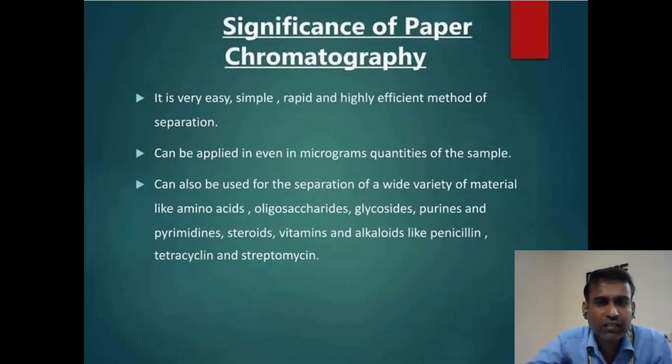Next is the significance of paper chromatography. It is a very easy, simple, rapid and highly efficient method for separation, can be applied to microgram quantities of sample, and can be used for the separation of a wide variety of materials like amino acids, oligosaccharides and glycosides, purines and pyrimidines, steroids, vitamins, and alkaloids like penicillins, tetracyclines and streptomycins. These are the general significance of paper chromatography.